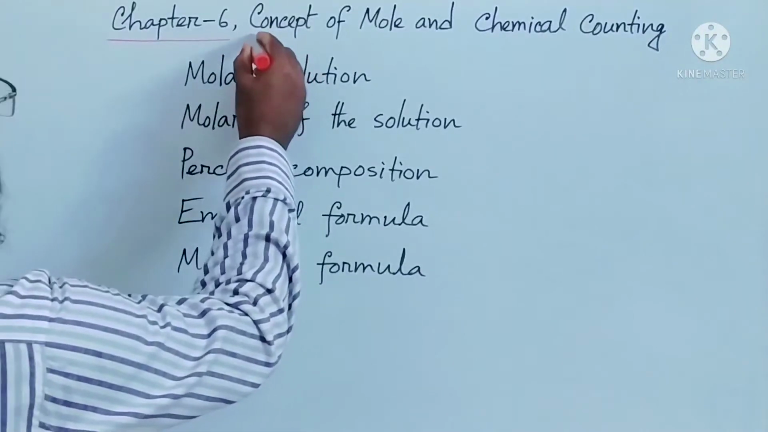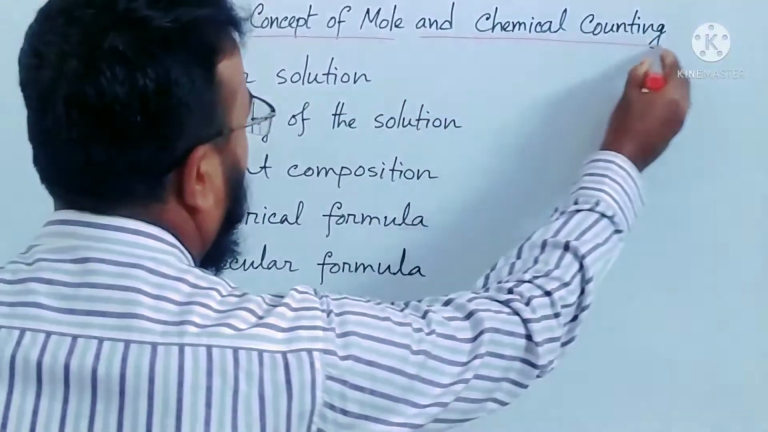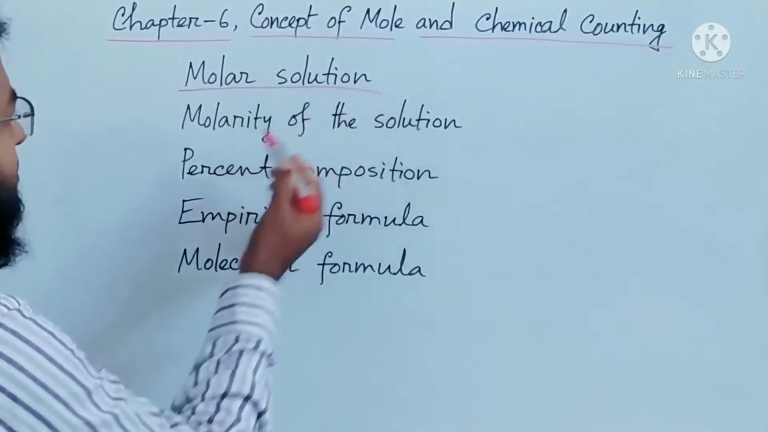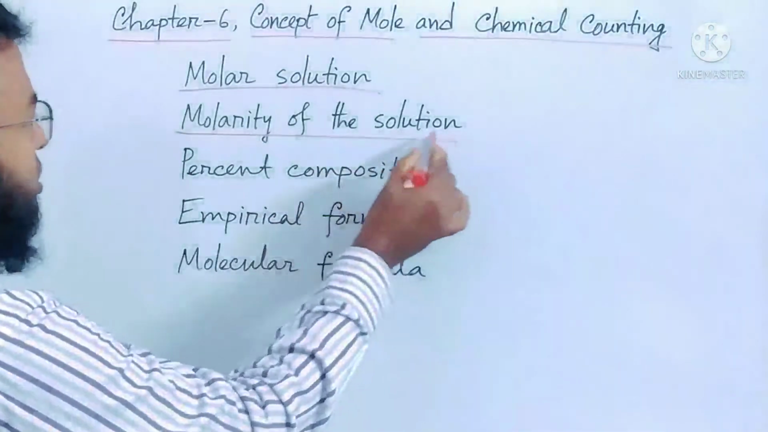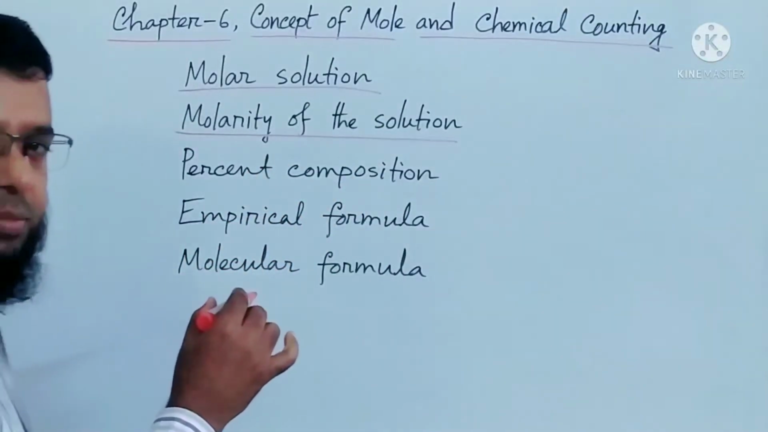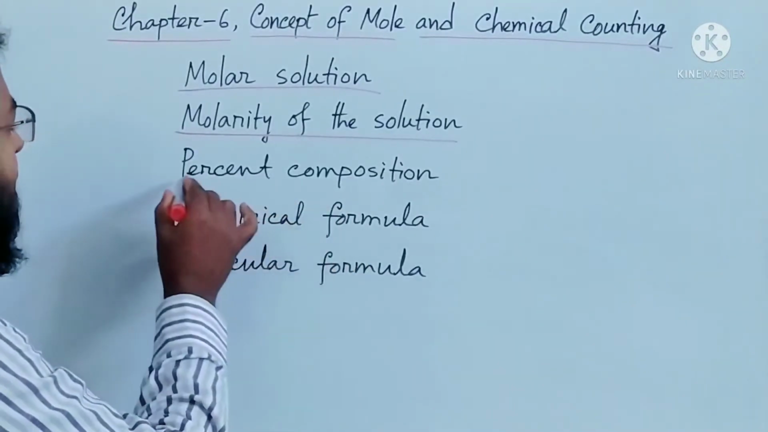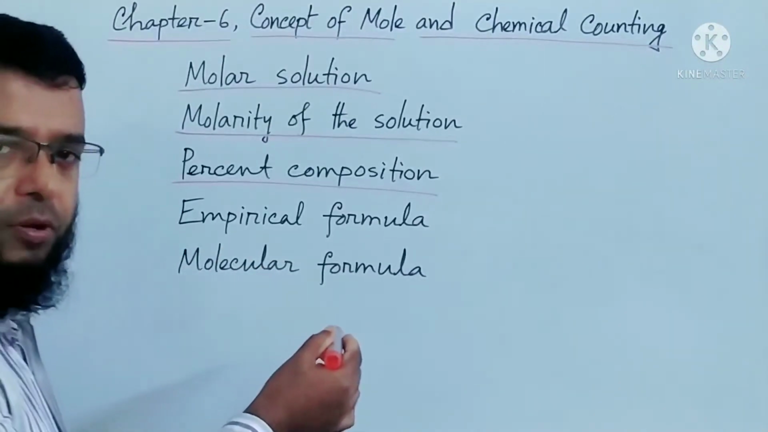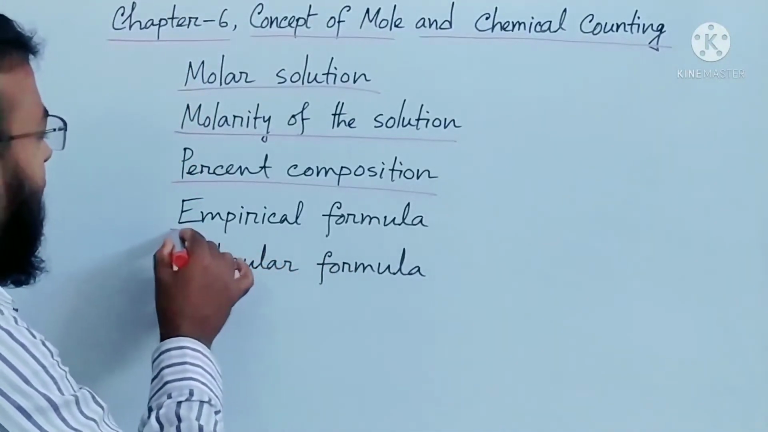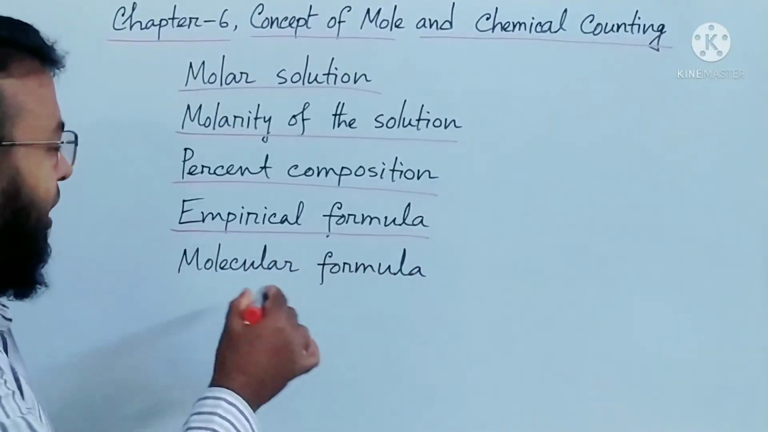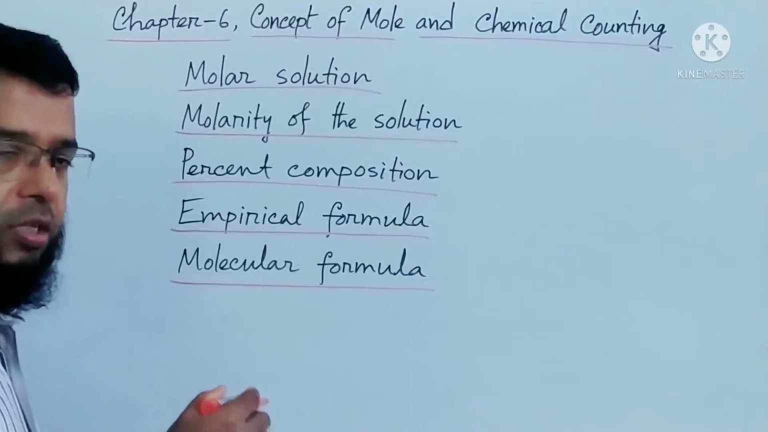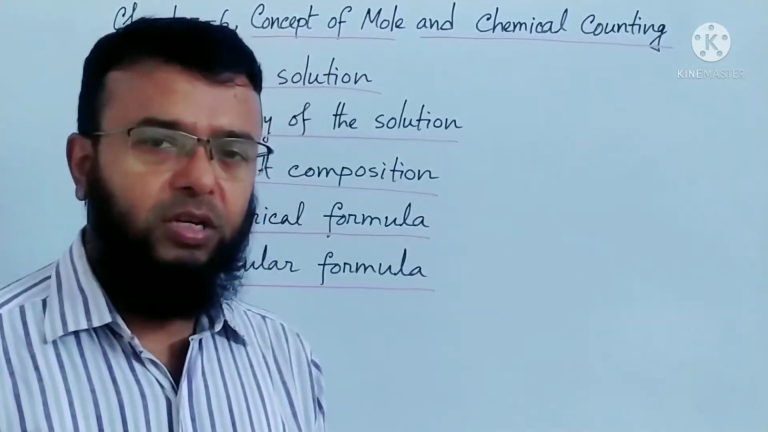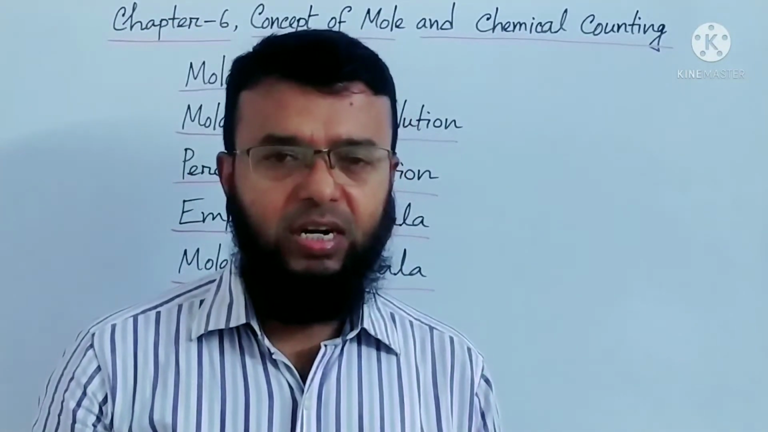Chapter 6, Concept of Mole and Chemical Counting. From this chapter today I will discuss molar solution, then molarity of the solution, and how to determine the molarity of the solution. There is a mathematical term, I will explain it. Then percent composition, how to determine the percent composition of elements of a compound, I will show. Then how to find out the empirical formula and the molecular formula. So these are today's topics. I will discuss one by one. All of you please be very serious in your studies.